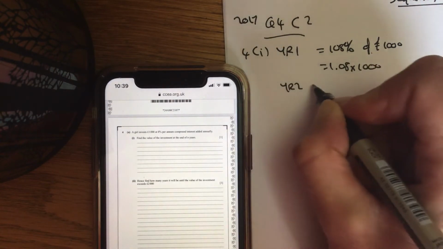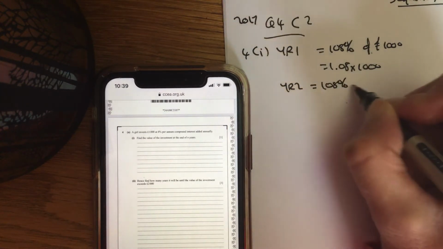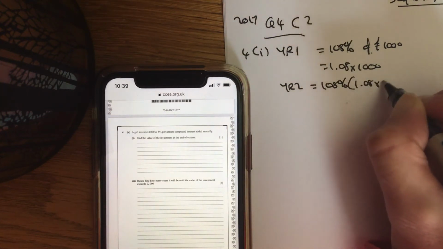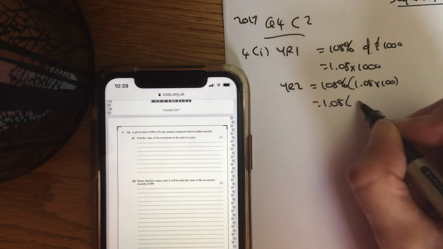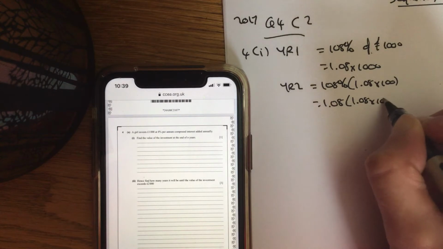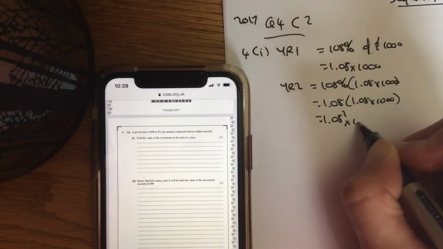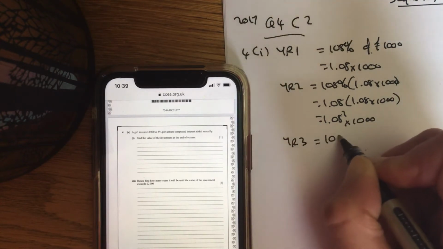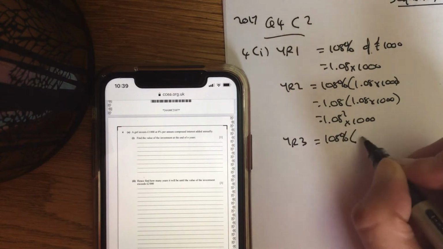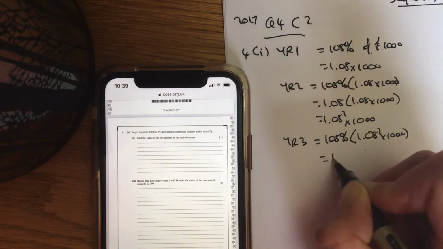At the end of year 2, she's not adding anything extra into it, so she's going to have 108% of what she had at the end of year 1. So it's 1.08 as a decimal times 1.08 times 1,000, giving you 1.08 squared times 1,000. At the end of year 3, it's 108% again of what she had at the end of year 2. And now we're starting to see a pattern going.